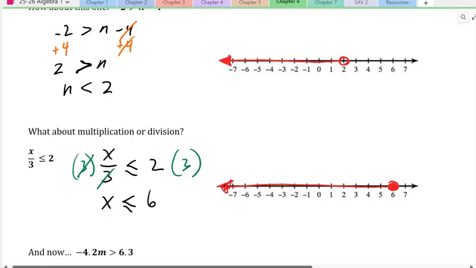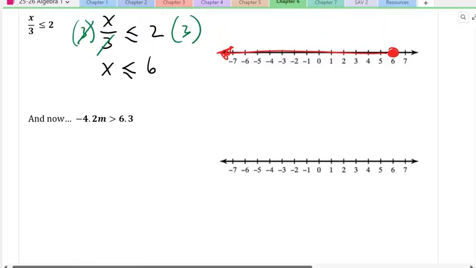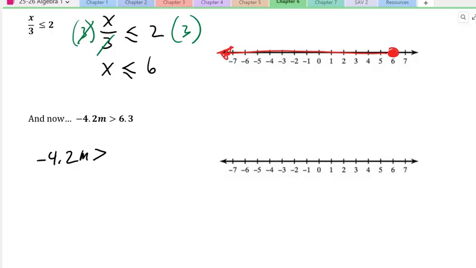All right, now let's try this next one here. Negative 4.2 times m is greater than 6.3. Well, remember, when we have a number next to a variable, that means multiplying. So the opposite of that is to divide. So I'm going to divide by negative 4.2. And when I do that, those two cancel out.